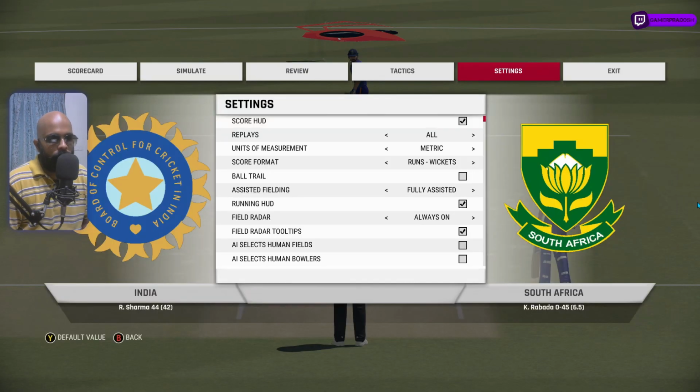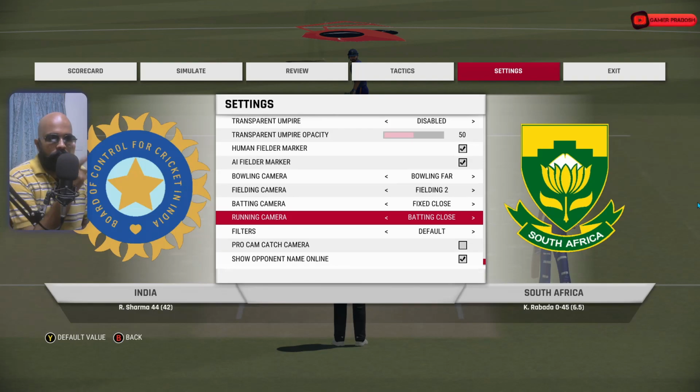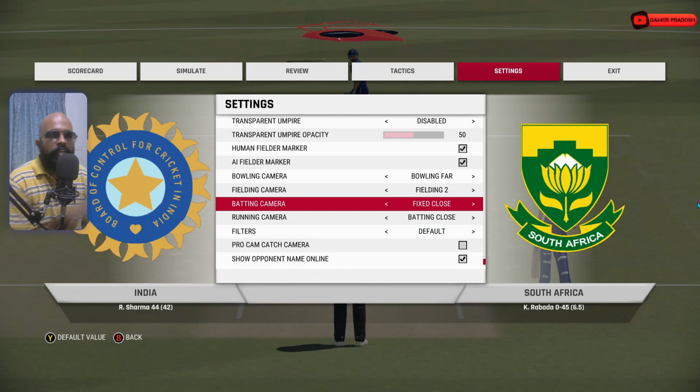Okay guys, so that is the one I use for batting. Running camera is batting close, because I requested EA to rectify this, because with the batting close camera angle, what happened for running is the batsman was fixed on the camera and you couldn't see where the ball was going at all. So they rectified that. Shout out to the person who rectified that personally for me. I am really happy they did that, because that is the camera angle I use now for running. Love it. You guys can check it out.